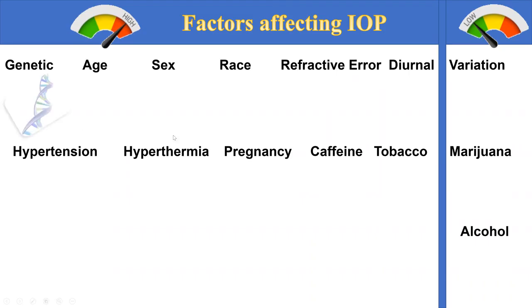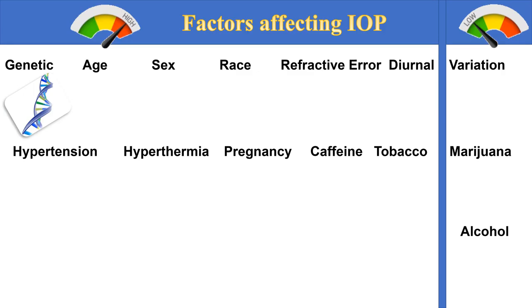For example, the genetics. There are some people who are more prone to develop higher intraocular pressure because of genetical basis. That's why the family history is very important in glaucoma, as I'm going to show you right now. Those patients whose fathers or mothers have glaucoma are at huge risk of developing glaucoma, as well as their siblings.